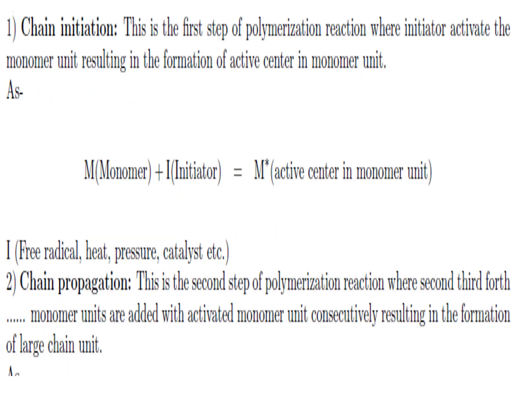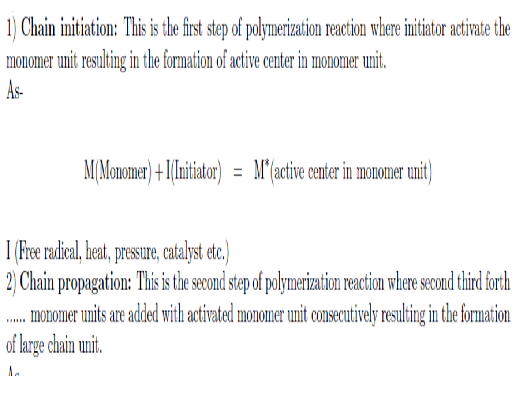So now what is chain initiation? This is the first step of polymerization reaction where the initiator activates the monomer units, resulting in the formation of an active center in the monomer unit, as you can see here on the screen. The initiator can be a free radical or heat, pressure, catalyst, anyone.